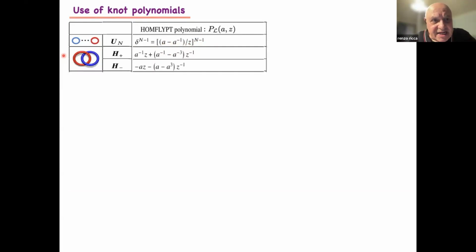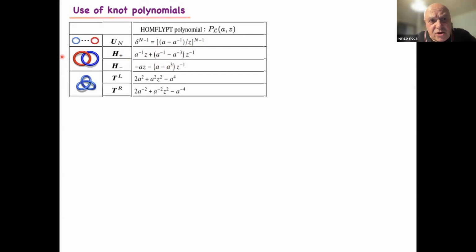Then we have an expression, or better, two different expressions for HOMFLYPT. We have no orientation here. If we prescribe orientation, we would have a positive Hopf link, a negative Hopf link, and different polynomials, of course, and so on and so forth.